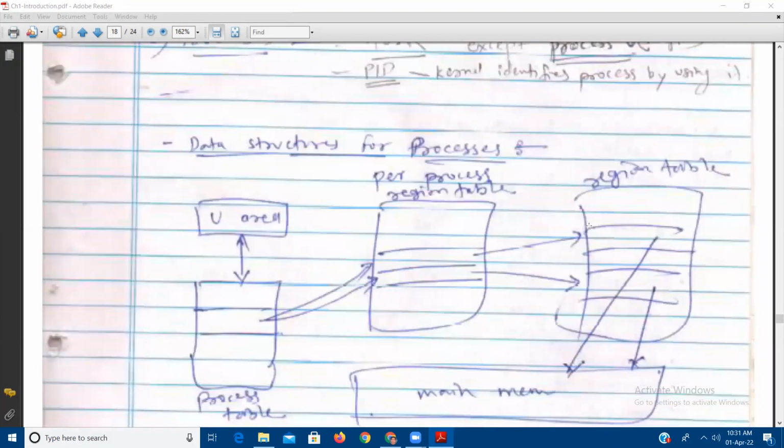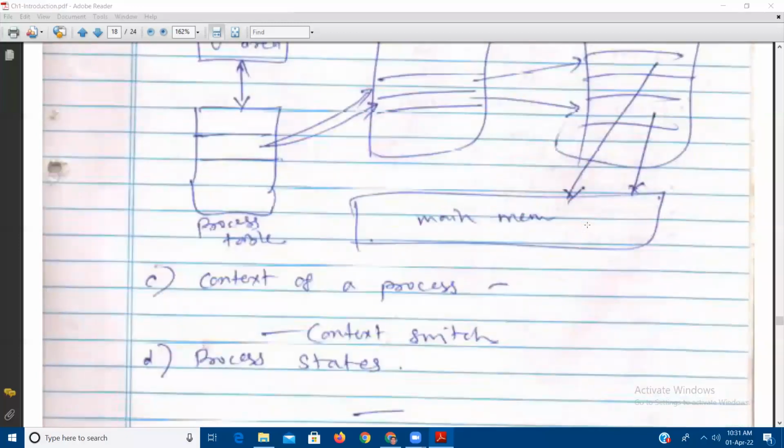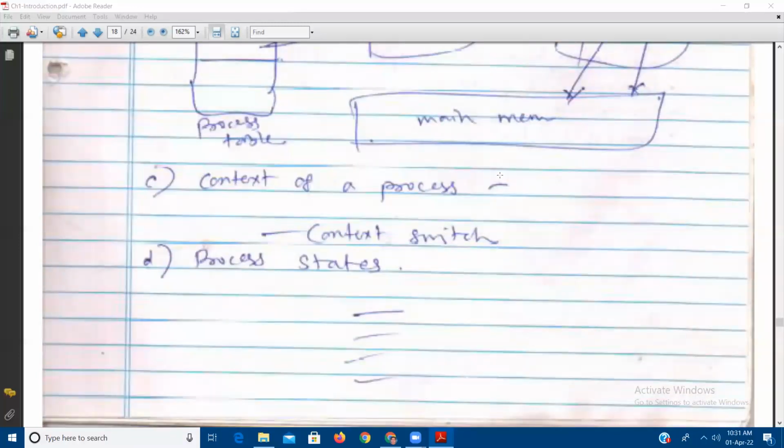So what are the kernel's data structures for processes? The kernel data structures for processes are nothing but the U area, process table, per process region table, and region table. Okay. So we'll proceed further under the process itself. Next concept is context of a process. So context of a process is nothing but contents of the process.